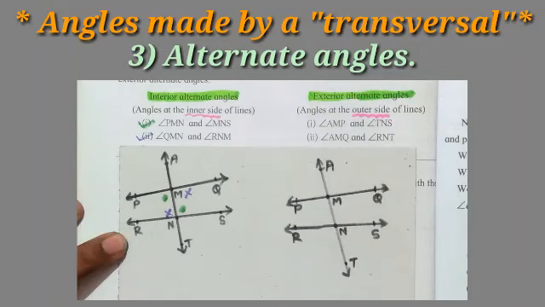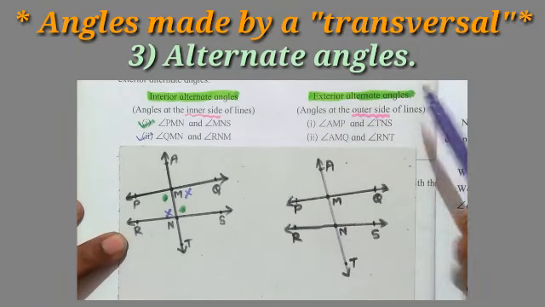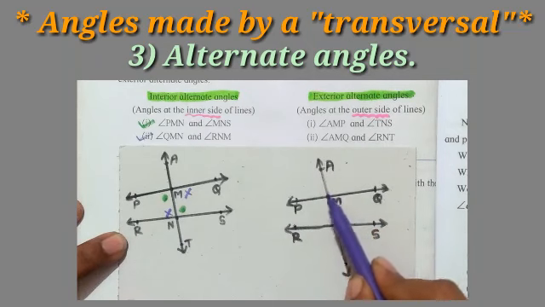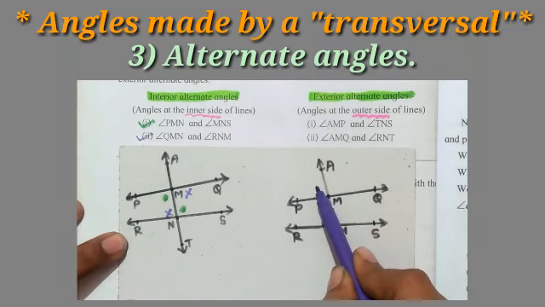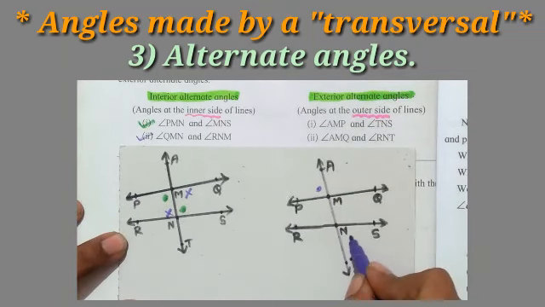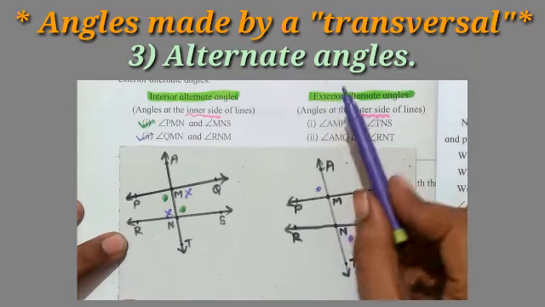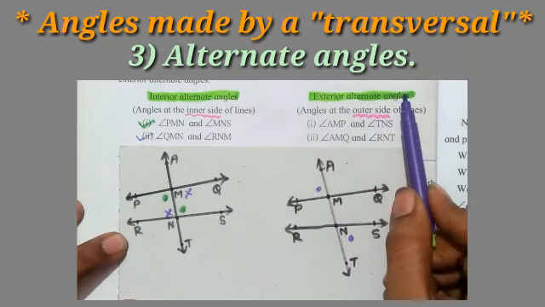Now let's move towards our exterior alternate angles. See here, angle AMP, this one, and angle TNS, this one. This is the first pair of the angles which is called an exterior alternate angle.